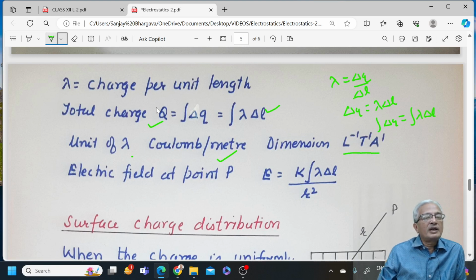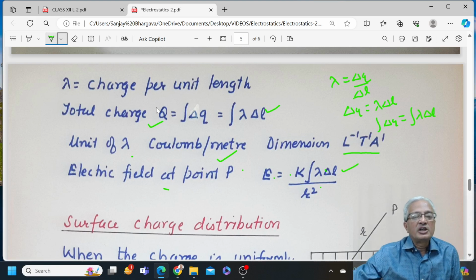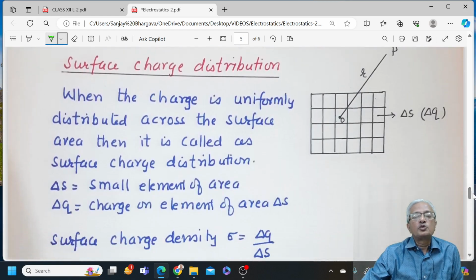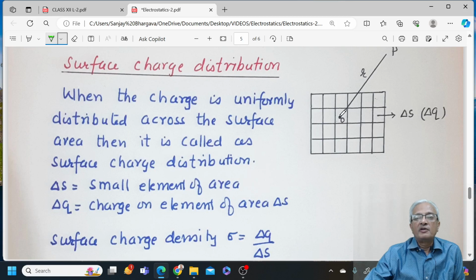How do we calculate the electric field due to this line charge? That can be calculated as E is equal to KQ upon R square, and the total charge is given by the integration of lambda times delta L. Similarly, in 2 dimensions we have surface charge distribution. It's a 2-dimensional charge distribution. We consider a sheet of charge. We divide it into small area elements delta S.